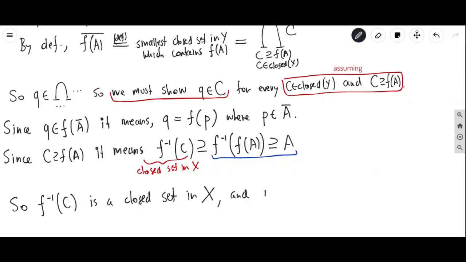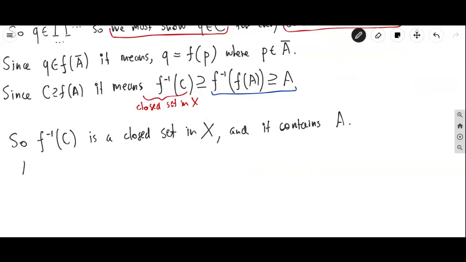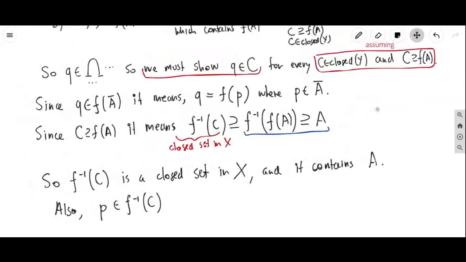And it contains A. Also, P is a point in this closed set. Why? Because let's check it. F of P.